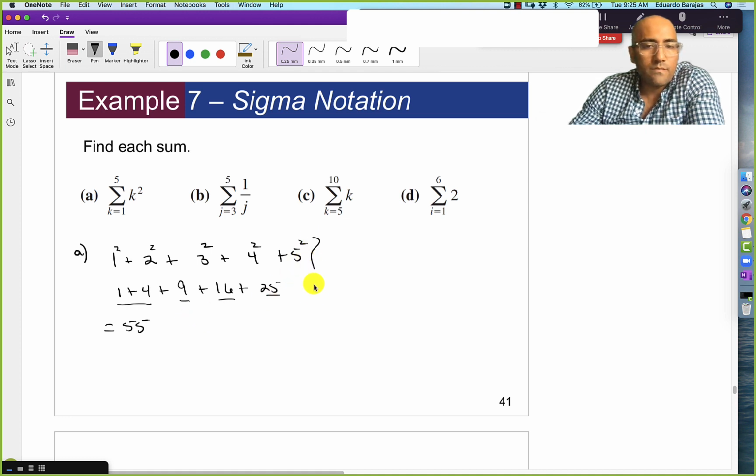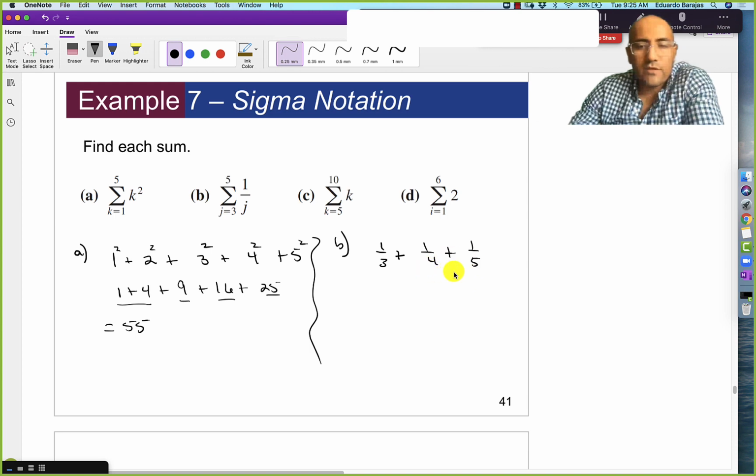Good. Okay, for B, well, it doesn't start off at 1, it starts off at 3. So this would be 1/3 plus 1/4 plus 1/5, and that's how I know where to stop. And notice that the index in this case was a J, not a K. So we have to be careful about what letters we use.